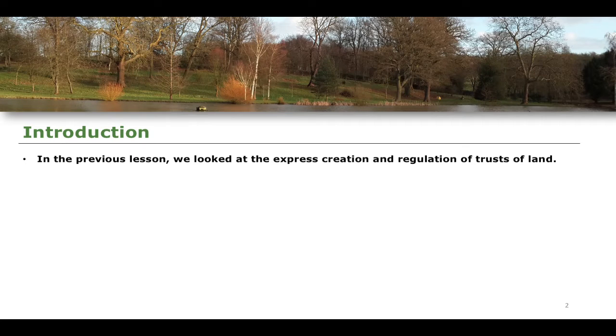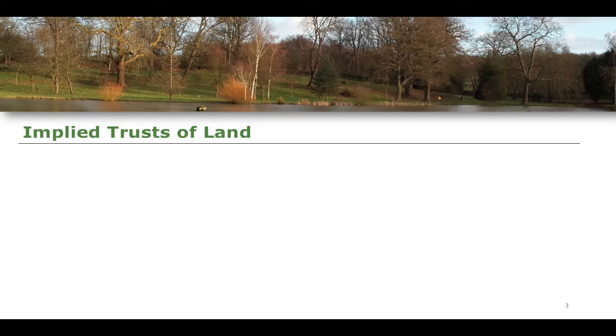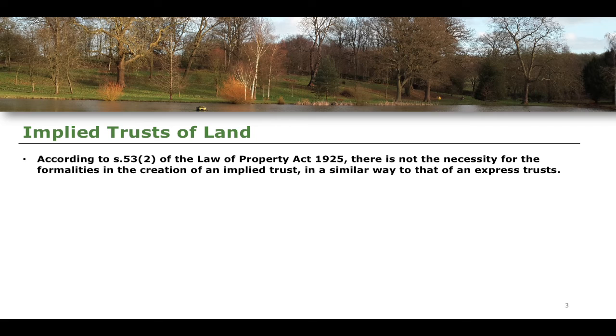So, like I said, the previous lesson explored the express creation and regulation of trusts of land. This lesson is going to talk about how a trust of land may be established impliedly. According to Section 53, subsection 2 of the 1925 Law of Property Act, there is not the necessity for the formalities in creation of an implied trust in a similar way to that which exists when we look at an express trust.